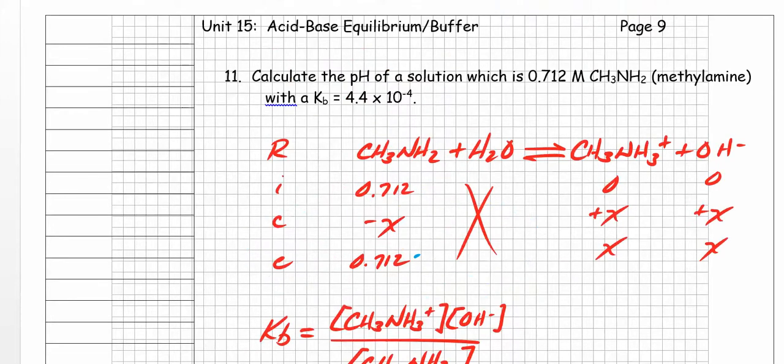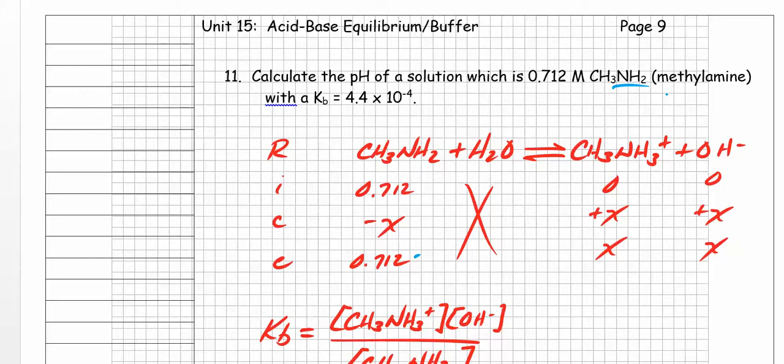So let's take a look at this last one. Number 11 says calculate the pH of a solution which is 0.712 molar CH3NH2. It's called methylamine. When you see that nitrogen, that's your signal that it's an amine, right? So we call this methylamine, and it has a Kb value. They're telling me it's 4.4 times 10 to the minus 4.